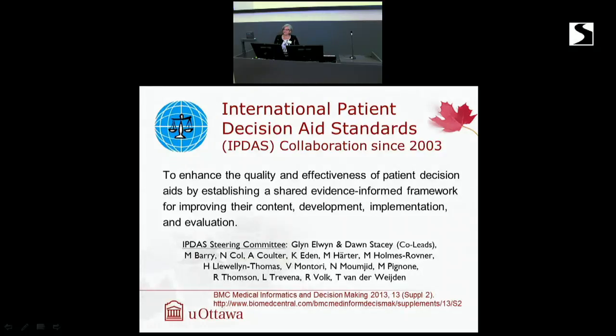As I mentioned, the International Patient Decision Aid Standards Collaboration was established in 2003. Our goal at that time was to enhance the quality and effectiveness of patient decision aids by establishing a shared evidence-informed framework for improving their content, development, implementation, and evaluation. Currently I'm leading the international committee with Glenn Elwin, who's at Dartmouth College in the U.S., and there are representatives from many different countries.